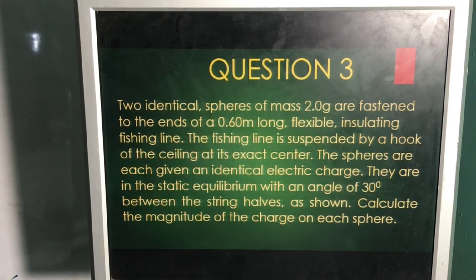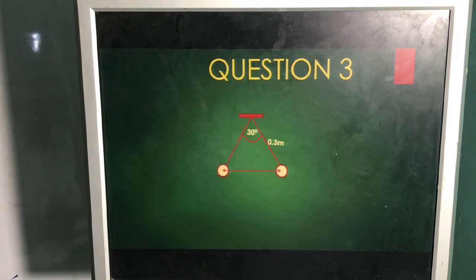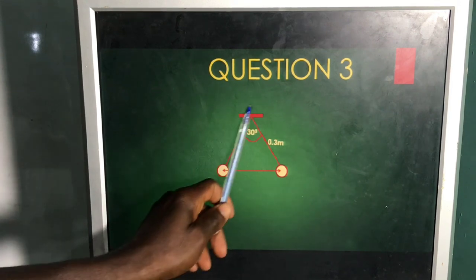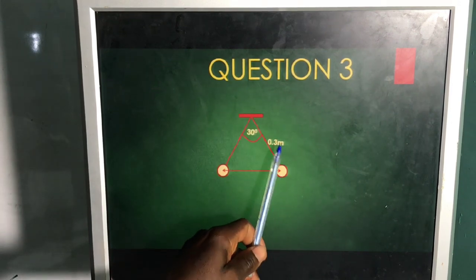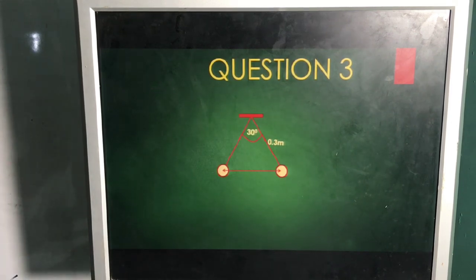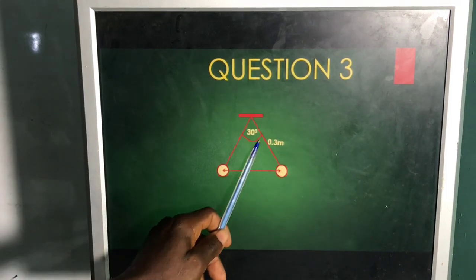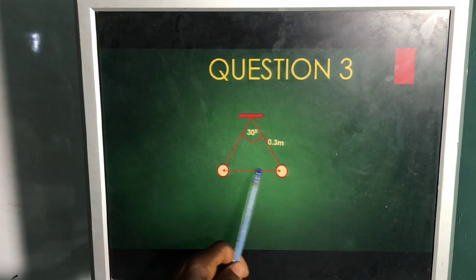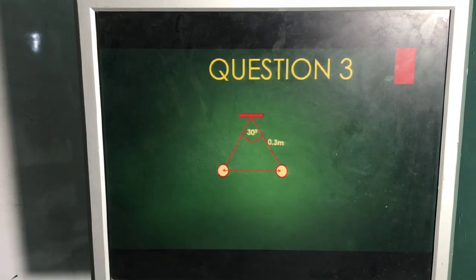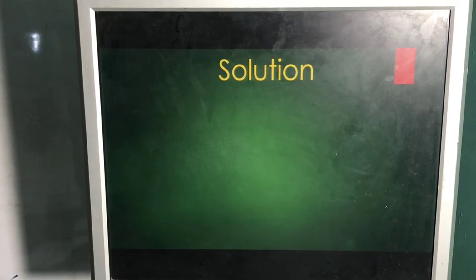So the diagram will come, don't worry. Calculate the magnitude of the charge on each sphere. So this is the diagram that the question is talking about. The entire length of the rope is 0.6 meters, so when you divide it by 2, you get 0.3 meters. The angle between them is 30 degrees. So let's begin solving the question.